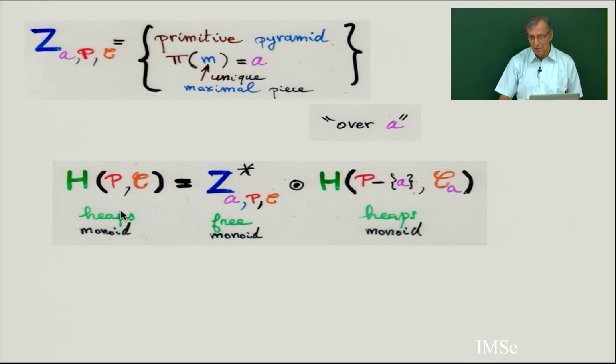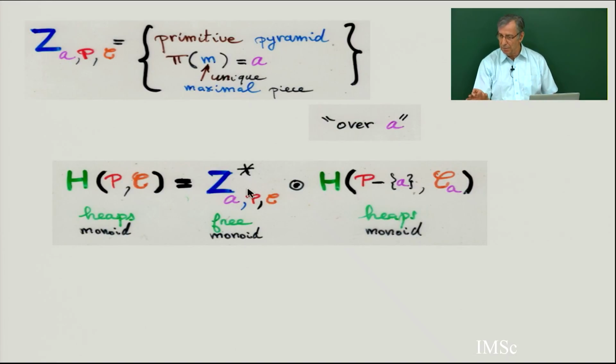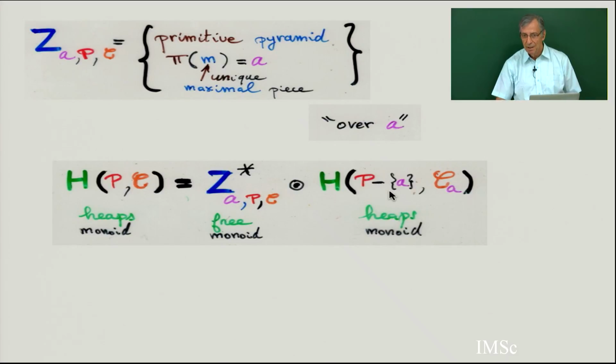So let's say the particular case is that the heaps monoid is a product. This is, as before, the product of all the heaps such that the maximal piece projects on A, multiplied by the heaps which do not have A as pieces. And now I claim that these heaps of pieces which project on the pyramid having A as maximal piece can be factorized in a unique product of such pyramids, which I call primitive pyramids.